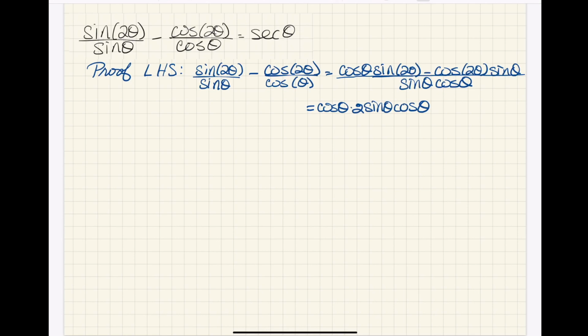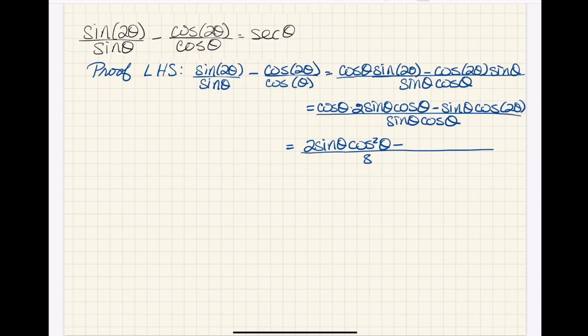And I'm going to let the right-hand side just kind of sit here after the minus sign. Sine of theta times the cosine of 2 theta, all over sine of theta cosine of theta. Okay, so we have multiplying here with our first term, 2 sine of theta cosine squared theta minus, I'm going to pause there for a moment, bring down the denominator, sine of theta cosine of theta.